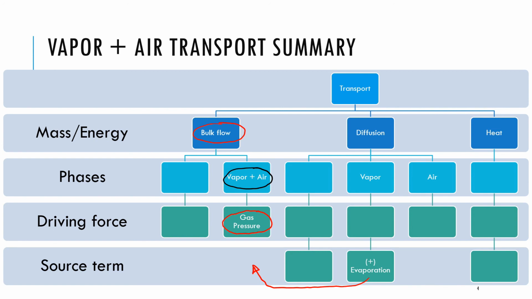So this completes the mass transport equations, and they include the liquid water, the vapor, and this one, vapor plus air. Liquid water solves for the saturation of liquid, the vapor equation solves for the saturation of vapor, and this last one, the vapor plus air equation, solves for the pressure.